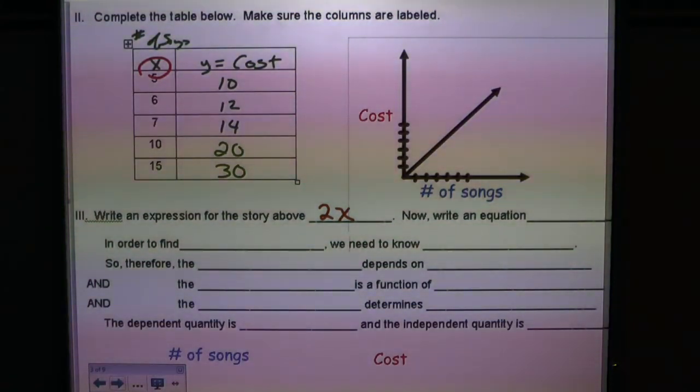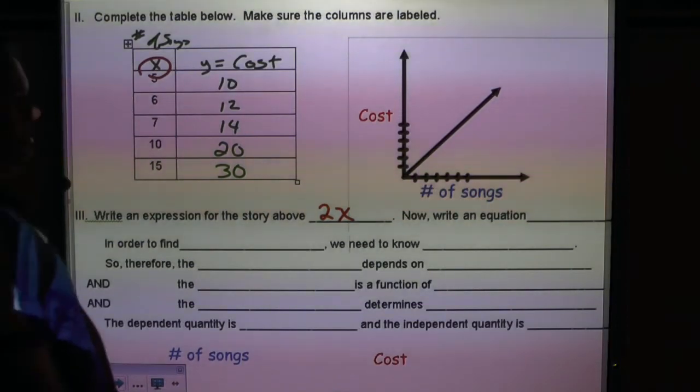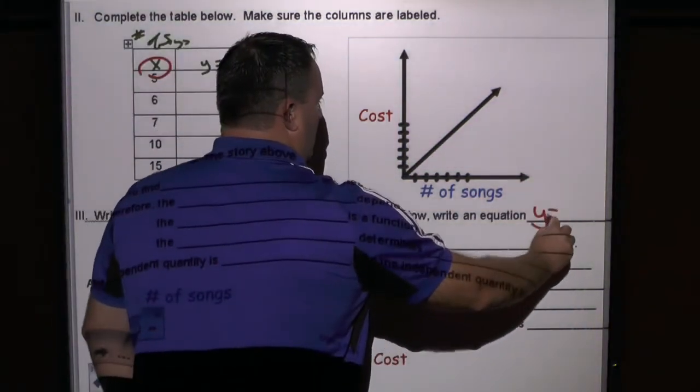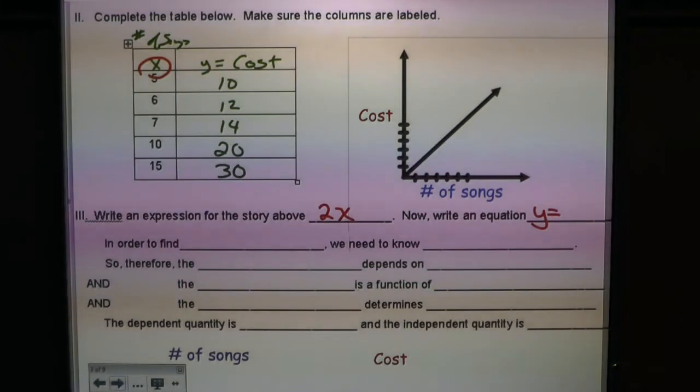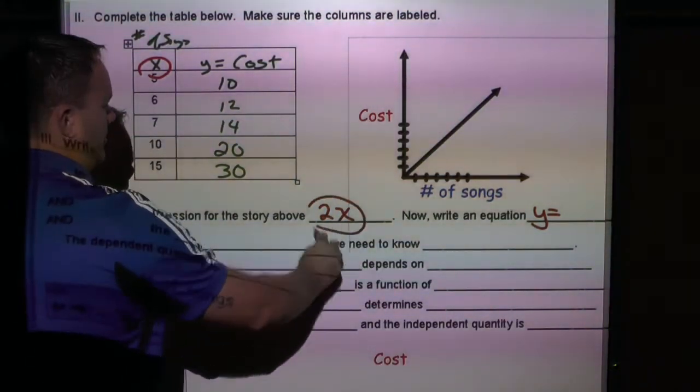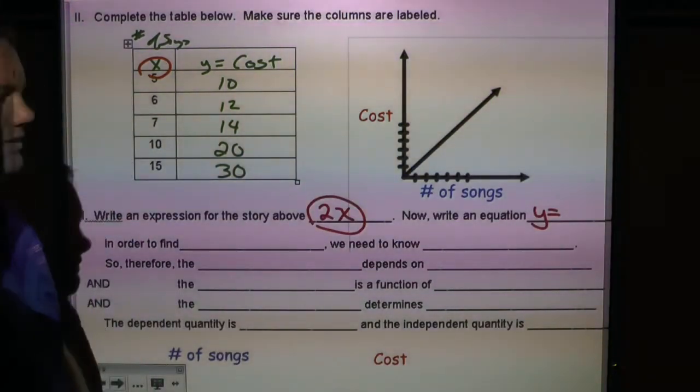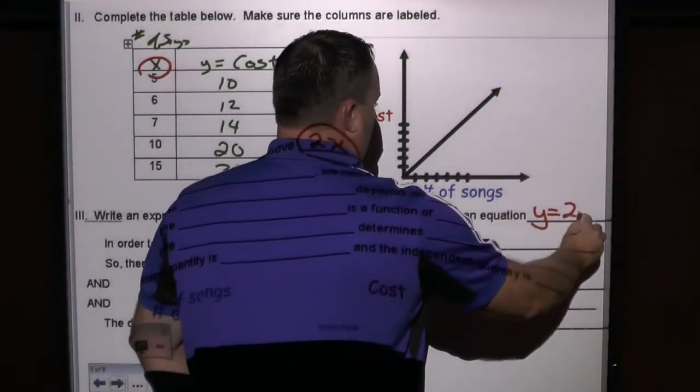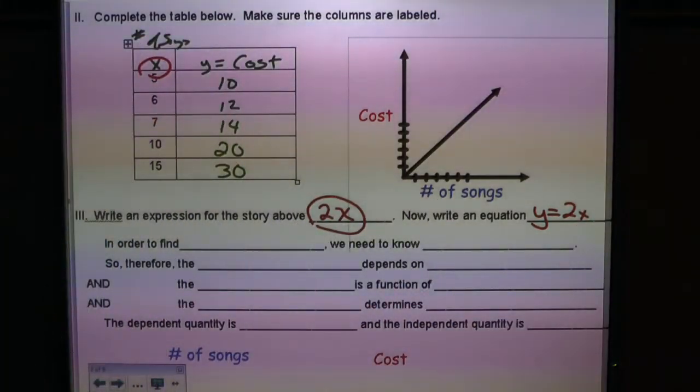So when you're writing down the equation for this, we have to include the dependent variable, which is your cost. You want to figure out the value of y. That is what you're trying to find. To find it, what you need to know first is the independent variable x, and you have to multiply it times 2. So you end up with y equals 2x. That is the equation for this example. So every time you know the number of songs, you multiply it by 2, you get the cost. All right.